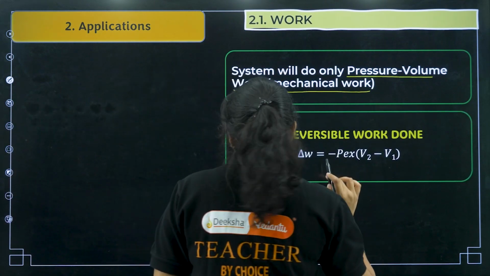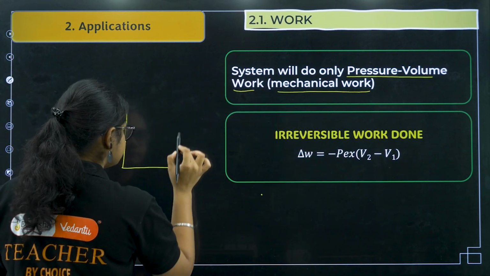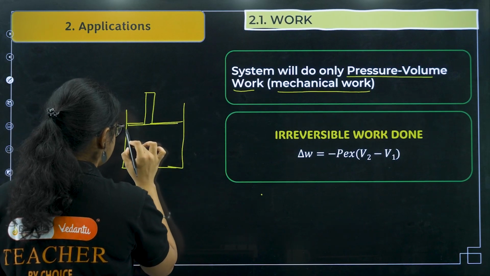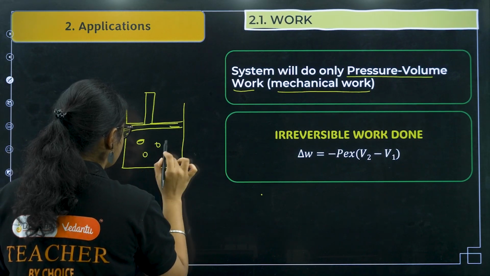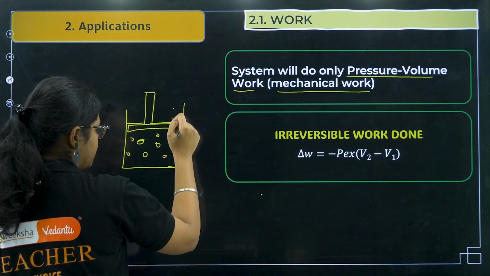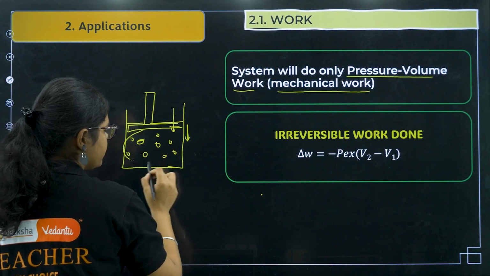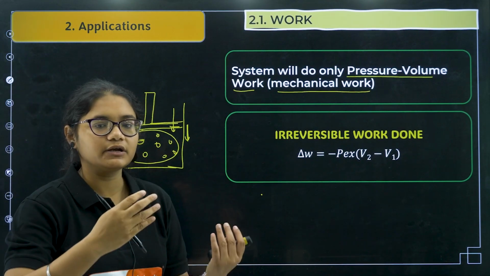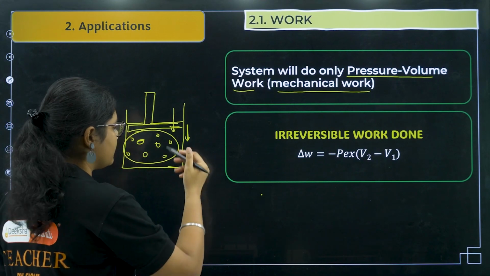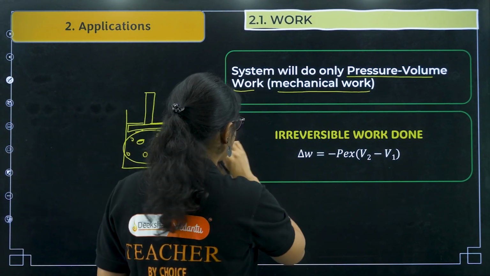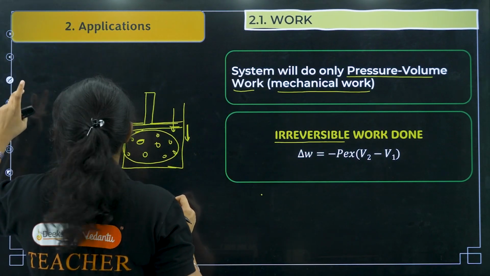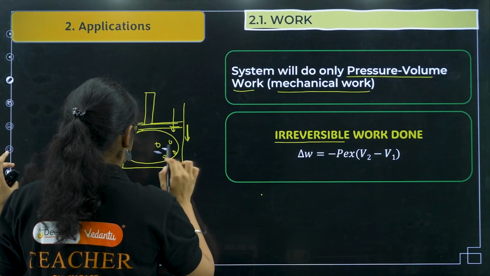So now suppose you have a system, and here you have a piston. A system with a piston. Now here we have gas molecules. Now suppose you push this piston down. You are doing some work on the gas molecules, right? So now what happens? What is the work done in that case? How can we calculate the work done in this case? This type of process is called an irreversible process. What is the meaning of irreversible process? So let me erase this one first.